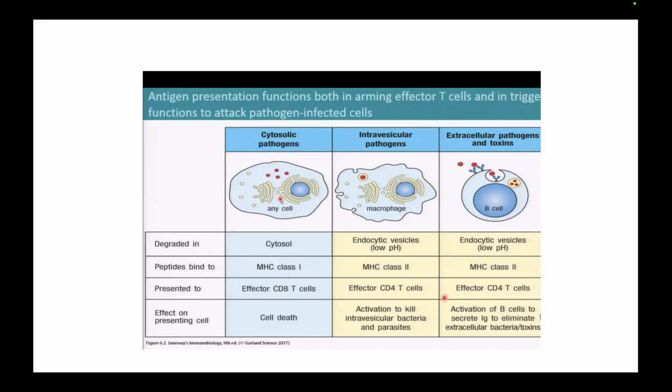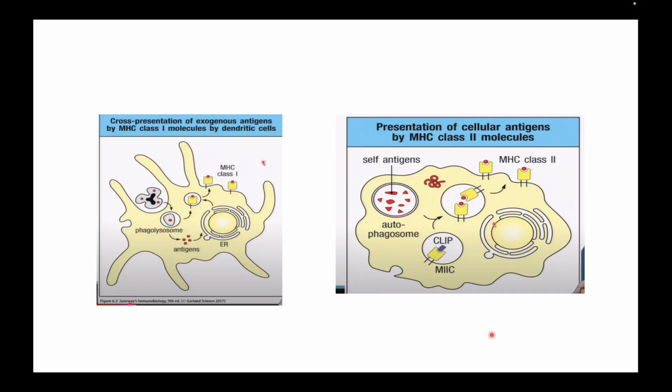If from the B cell, the endocytic vesicle is again presented by class 2 to CD4 positive T cells, leading to activation of the B cell and secretion of immunoglobulin to eliminate extracellular bacteria or toxins. That is the process. There is also cross presentation of exogenous antigen by MHC class 1 molecule by dendritic cells, with internalization. This is an example of cross presentation, which is done by the dendritic cells.